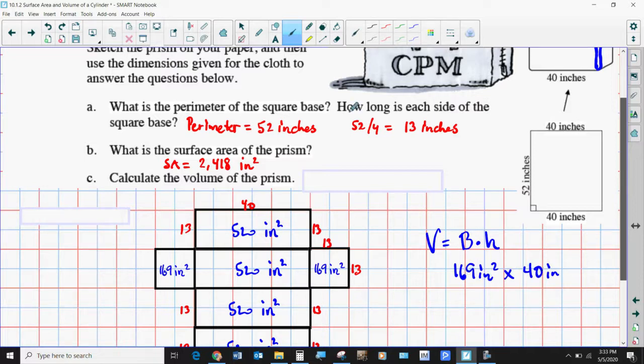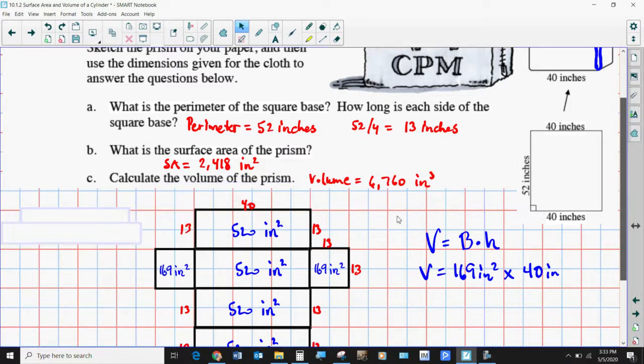So what is 169 times 40? Go ahead and do that calculation. And what did you get? That's what I got, 6,760 cubic inches. So that is the total amount of space that this gym bag can hold, the total number of cubic inches that would fit inside this gym bag.